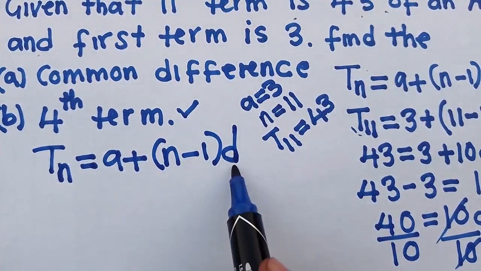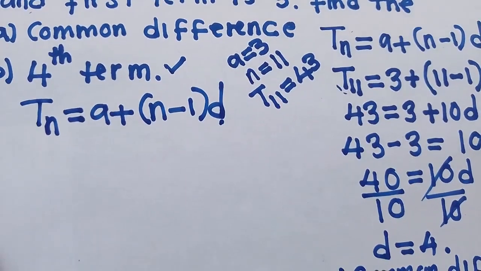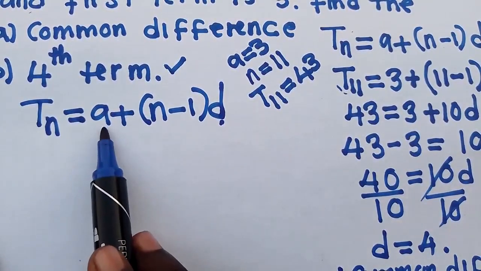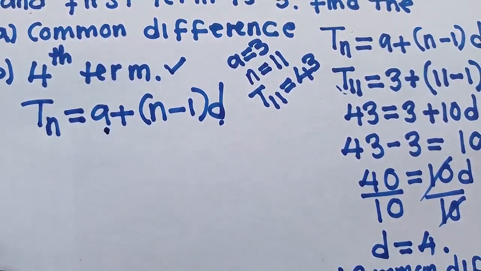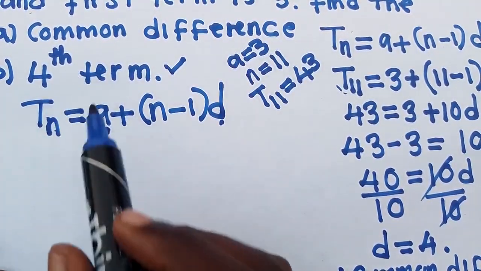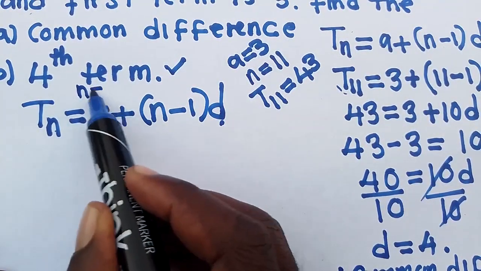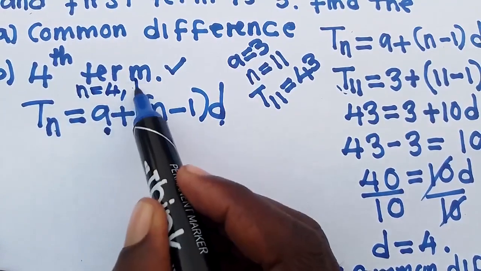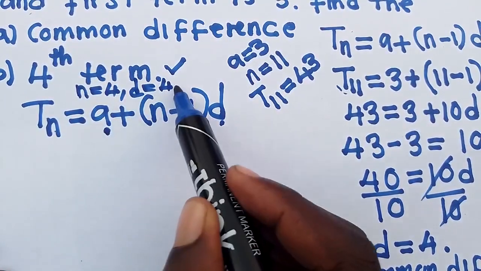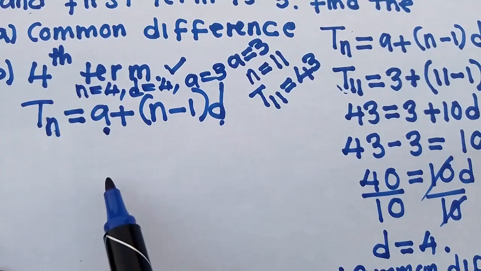So I'm given the common difference which I've just found, which is 4. I've calculated that it is 4. Then I'm told the first term. The first term is 3. Then n, the one I'm told, is 4 in this case because I'm told to find the fourth term. So n is equal to 4, d is equal to 4, a is equal to 3. So this is the data that I'm going to replace here.